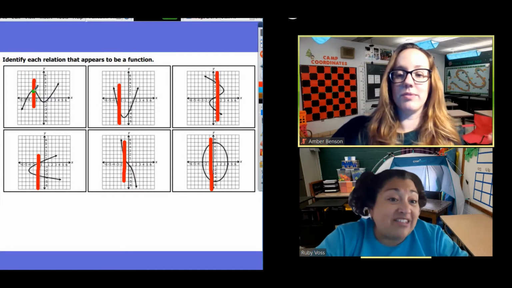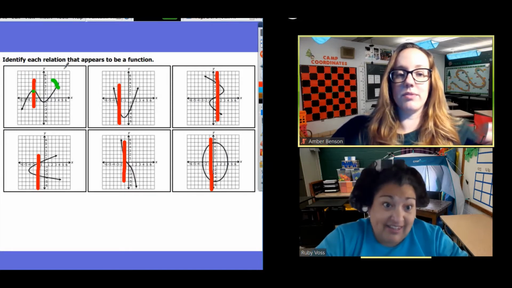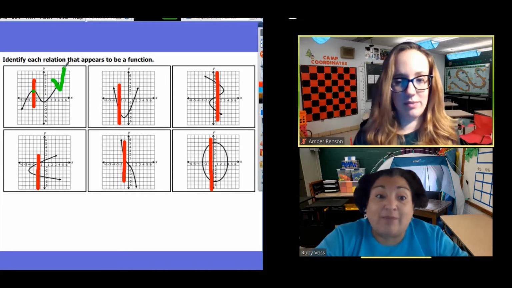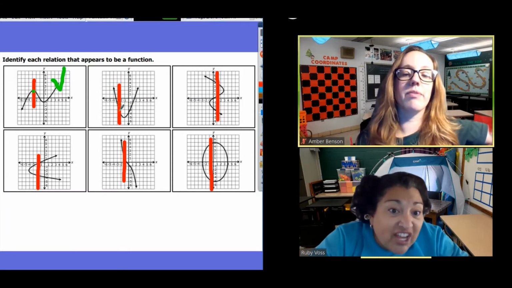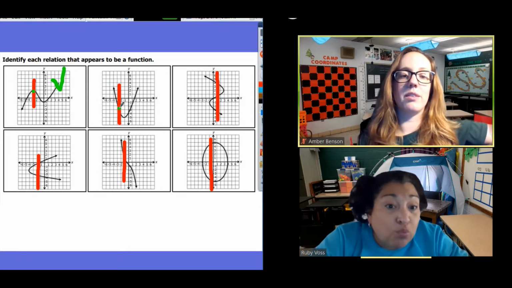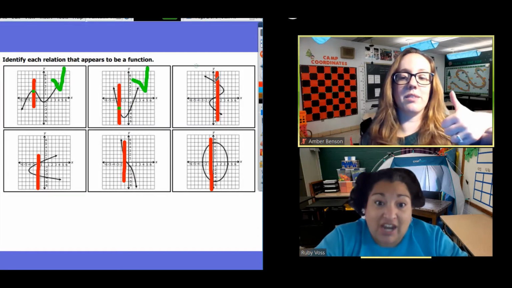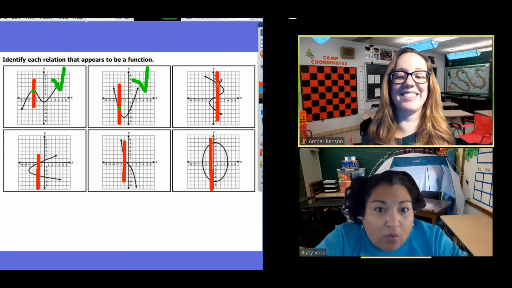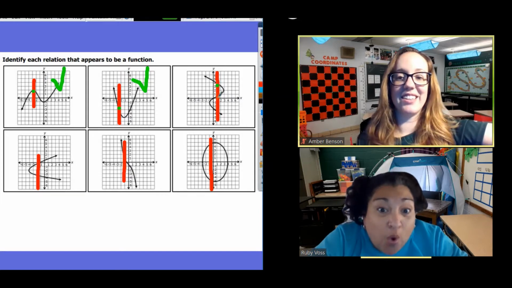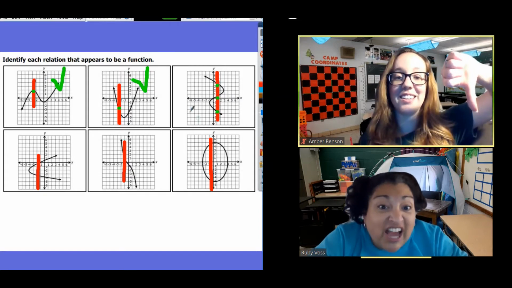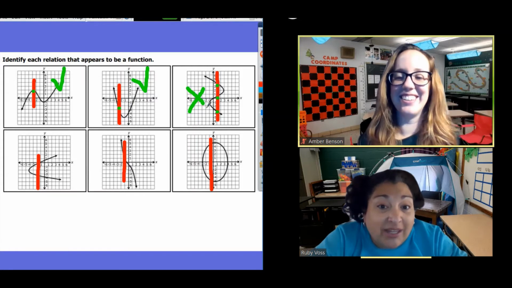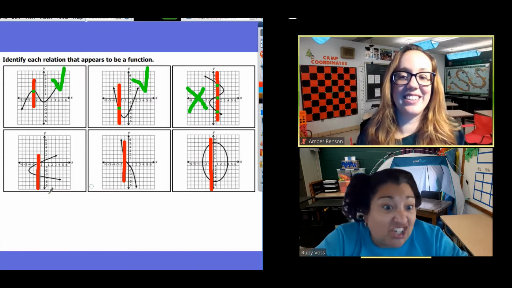It touches once, so that is a function. I'm going to put a check mark by it. On the second graph, going to the right, it touches once. So that is a function. I'm going to put a check mark. Uh-oh. Third graph touches 1, 2, 3 times. That is not a function.